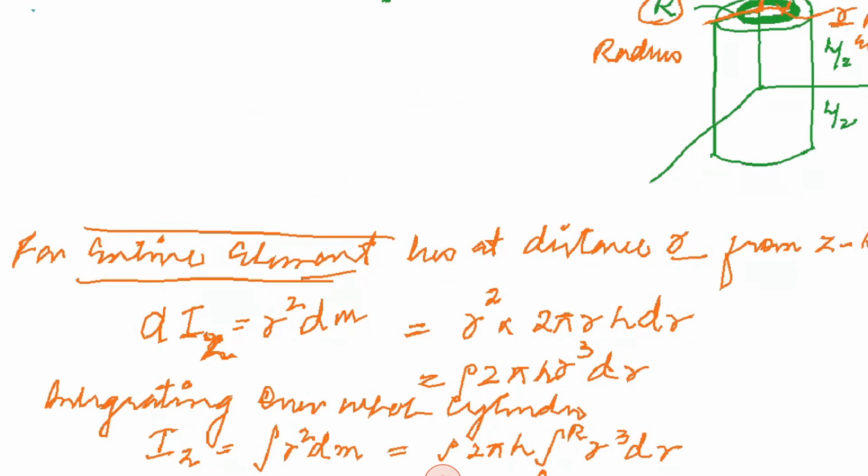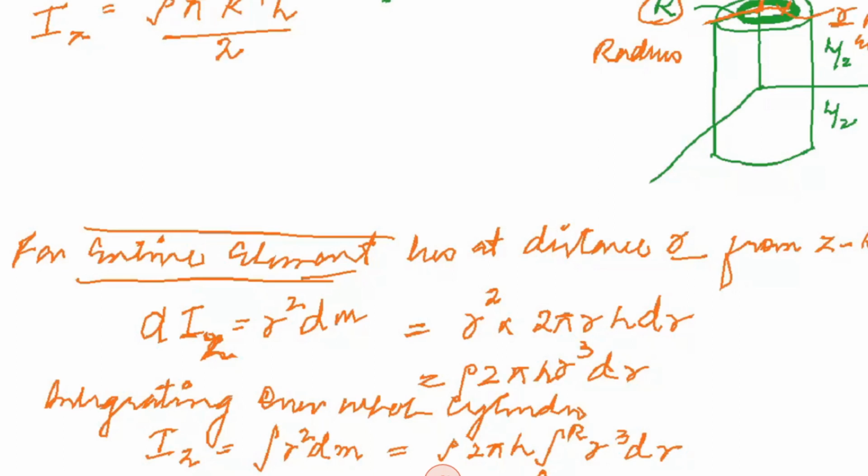So your Iz will become, r cube will become r to the power 4 by 4, from 0 to R. That will be 2 rho pi, R raised to the power of 4, into h, divided by 4, which simplifies to rho pi h R to the power 4 divided by 2. Okay, this is your mass moment of inertia.